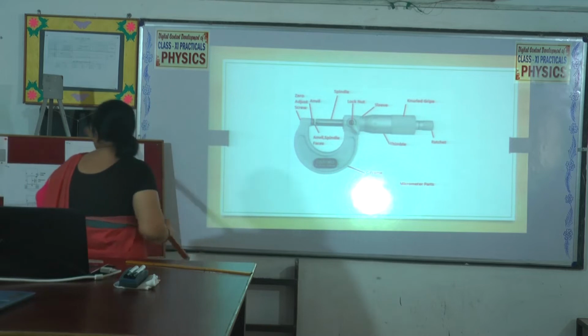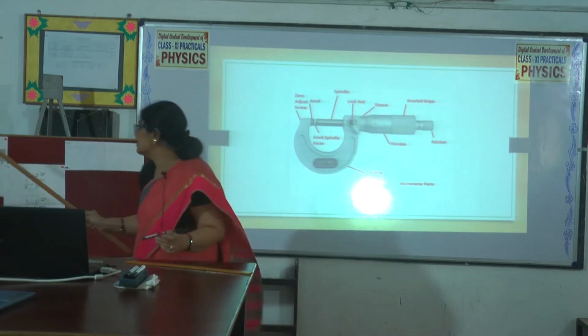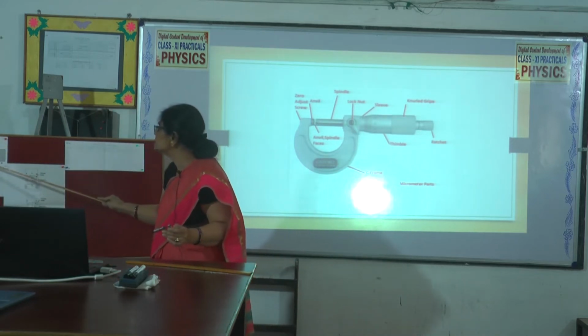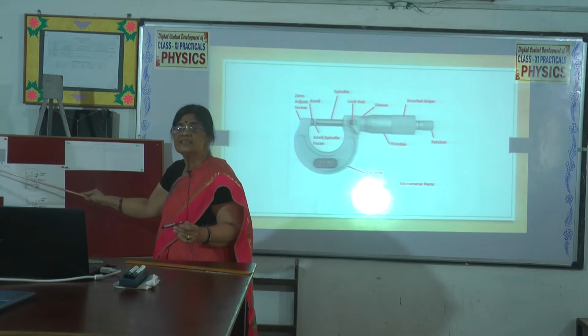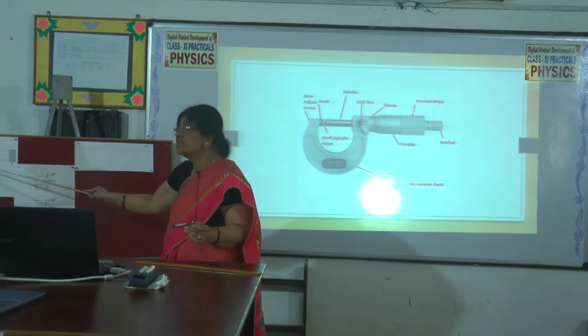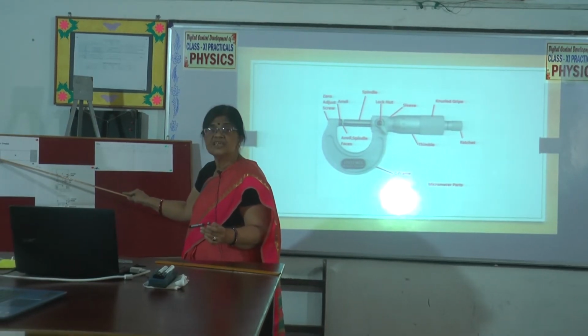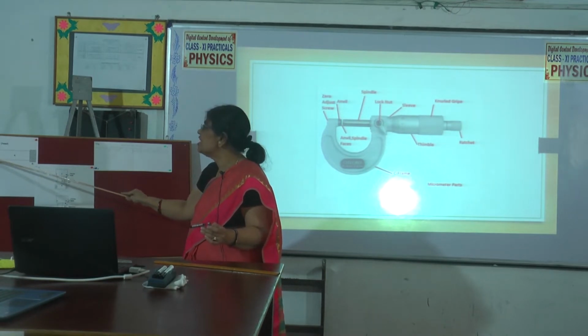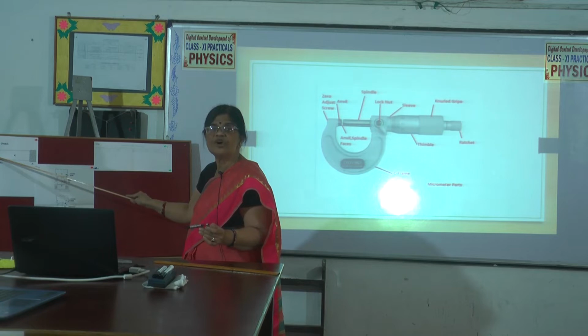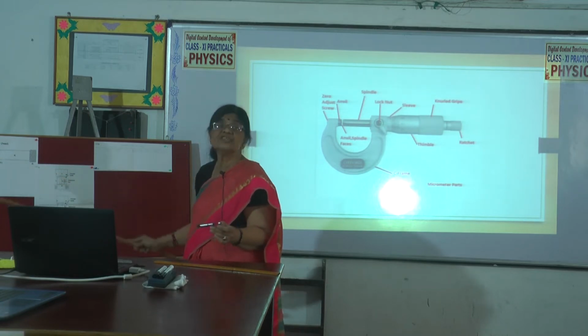If I look into the diagram here, this is your linear scale and this is your circular scale. This is your ratchet, which is the moving part. Now, when you close these two openings, if the zero of the linear scale coincides with the zero of your circular scale, then there is no zero error.